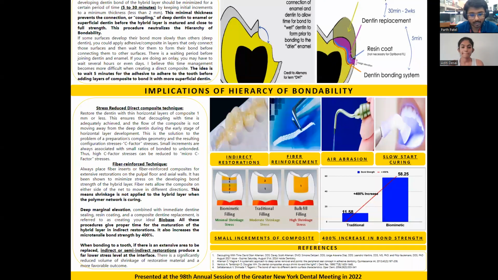However, in case of large extensive damage, indirect or semi-indirect restoration should be considered in conjunction with immediate dentine sealing, due to margin elevations and resin coating. This will allow us to mature the bond, and it shows that it gains its full bond strength up to 400% compared to the traditional restoration.